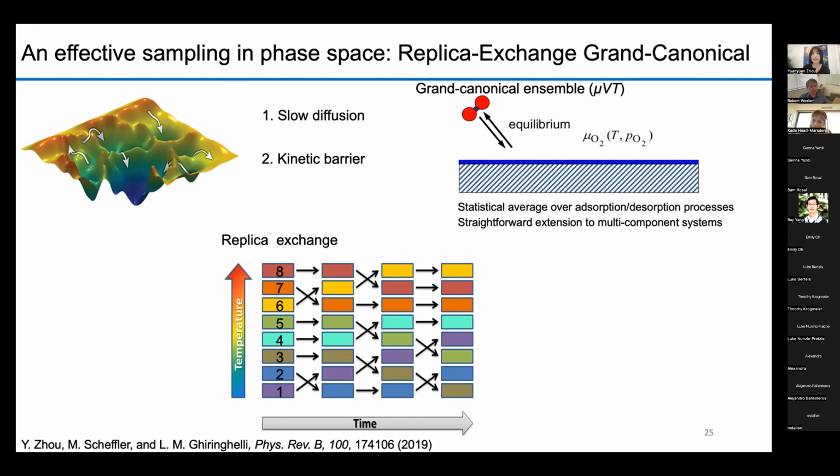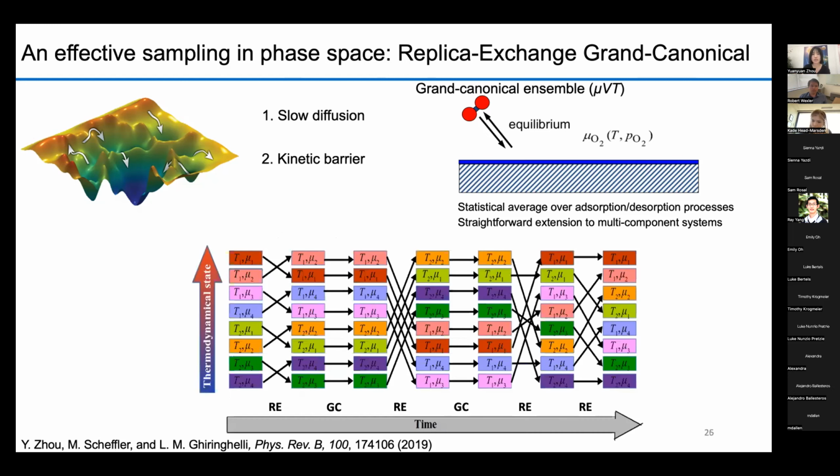And by combining the grand-canonical and the replica exchange methods, we develop a method named replica exchange grand-canonical, and during the simulations each replica is defined by two thermodynamic variables, chemical potential and temperature.